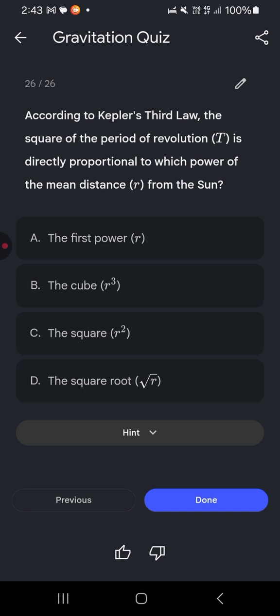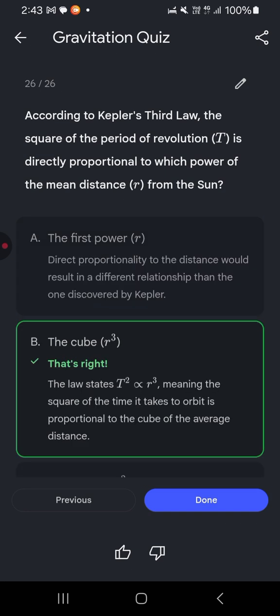According to Kepler's third law, the square of the period of revolution T square is directly proportional to which power of the mean distance r from the sun? The correct option will be B, r cube. The law states T square is directly proportional to r cube, meaning the square of the time it takes to orbit is proportional to the cube of the average distance.